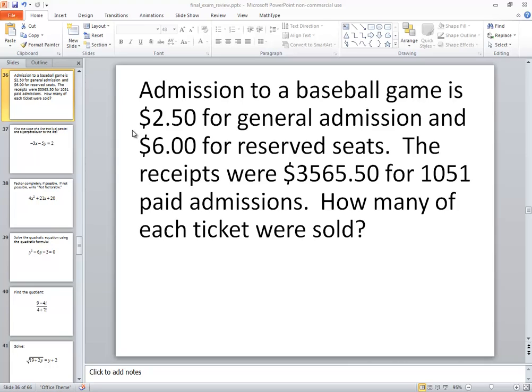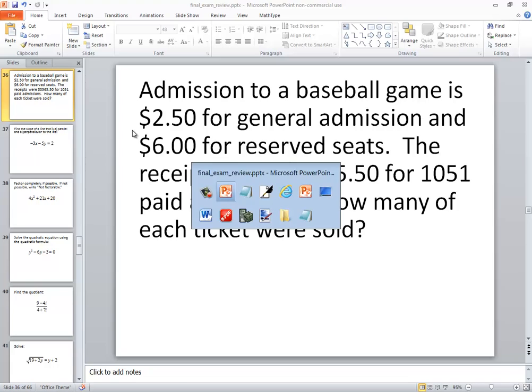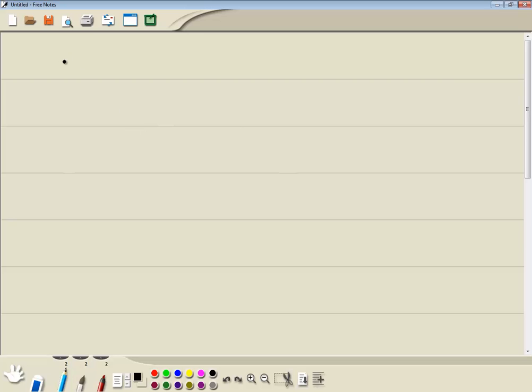So it looks like we got general admission and reserved seats. We're talking how many, so we're talking about quantity. So general and reserved. So we got X is going to be our quantity, how many, of the general. And Y we'll say is our quantity of the reserved.